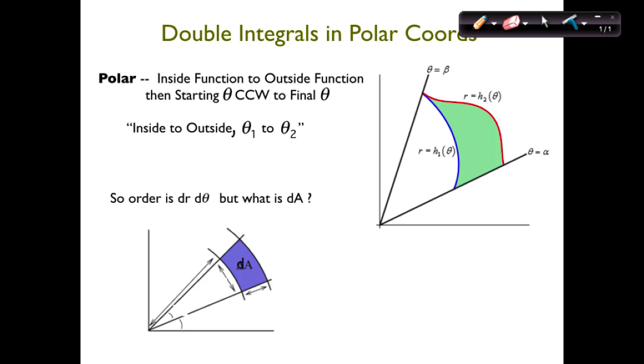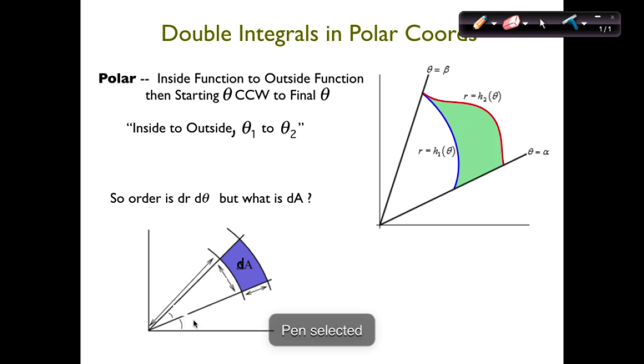What is dA? So the order is r and then theta, but what is dA? I have a picture here, so let's fill in things. This is just a little tiny element, but it's blown up. If this is a really small element, then we have a little small change there and a little small change there. So let's label everything.